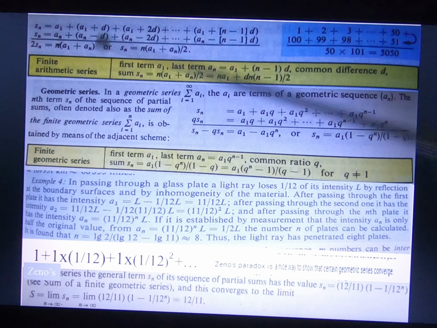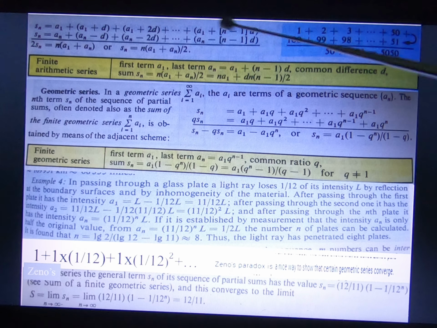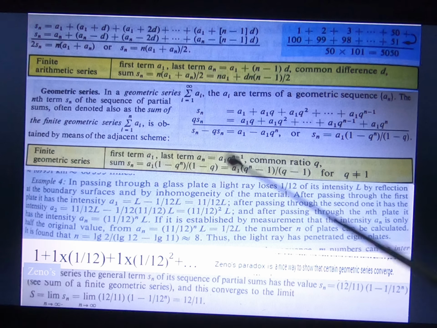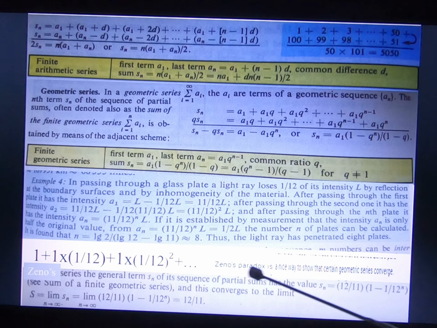The finite arithmetic series is derived by this: you add the terms together just like this, and you can get the formula. For the geometric series, you have the partial sum Sn equal to this, you multiply by q, and you subtract them, and you can come up with the formula. And these are the examples.